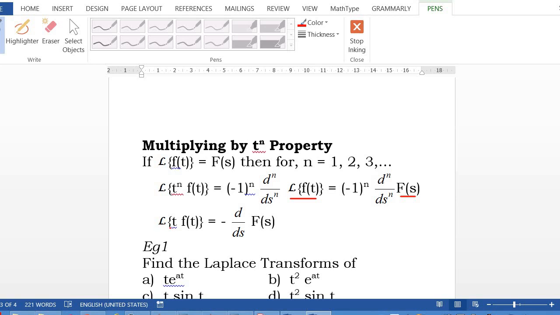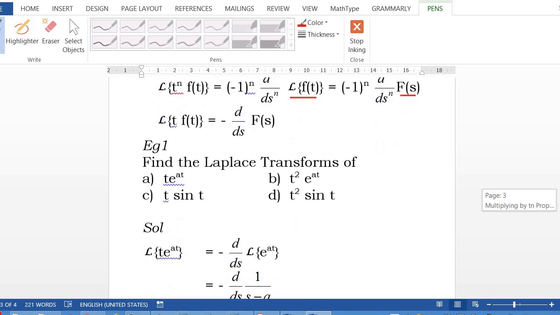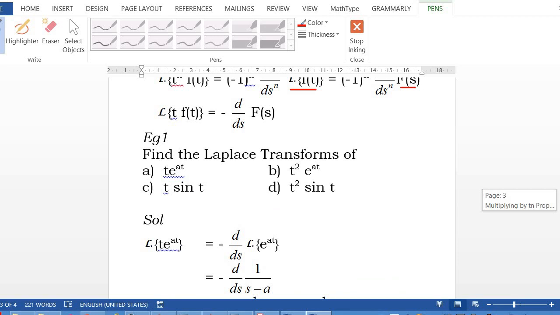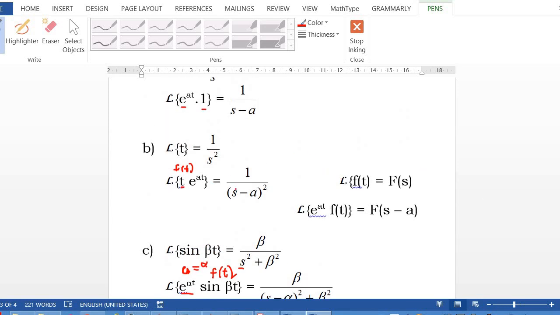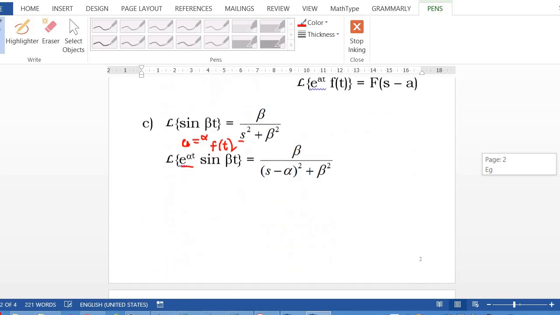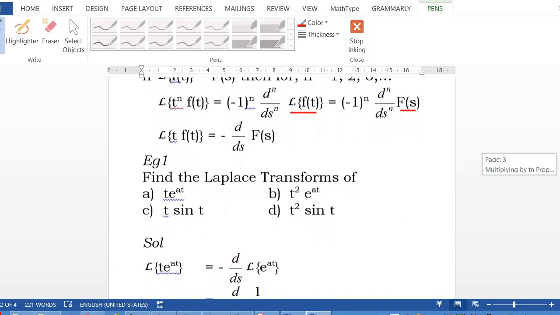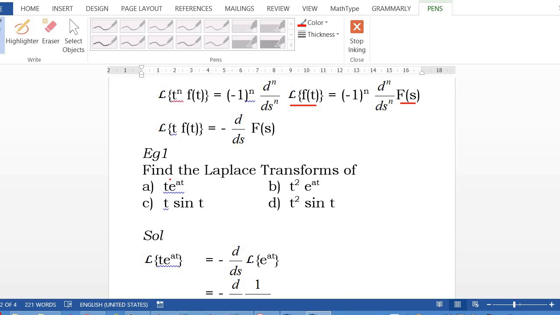Okay. For example, if you have the Laplace transform for t to the power 1 f(t), then n is 1, so negative 1 to the power 1 gives you negative d/ds F(s), where F(s) is the Laplace transform for your f(t). Okay, for example, 1, find the Laplace transform for t e^(at). This one we have shown just now using the first shift property, right? For t e^(at), the result is 1 over (s minus a) squared. Now we are going to show it using the multiplying by t^n property.